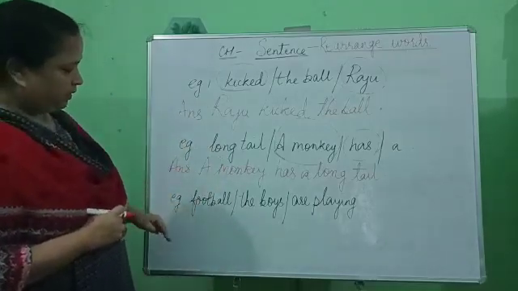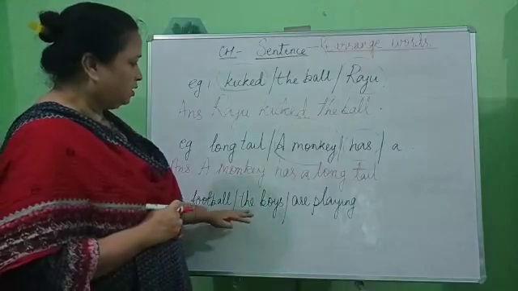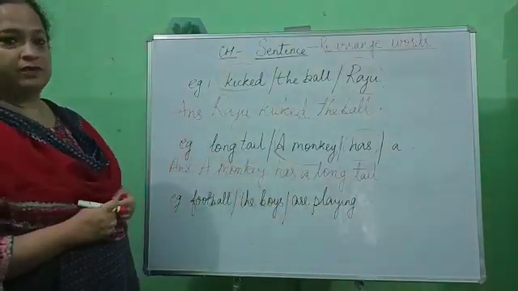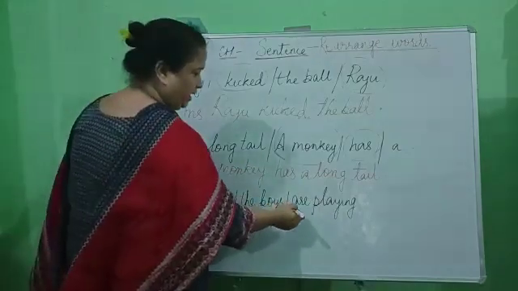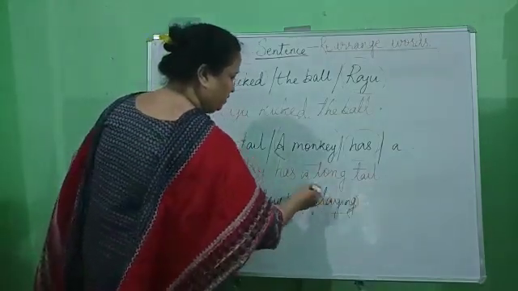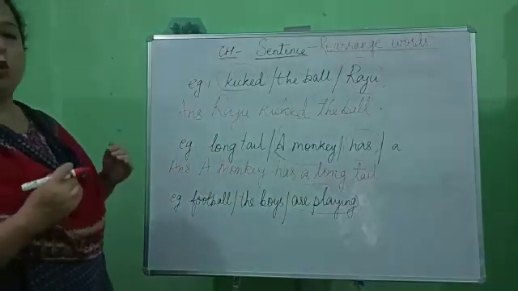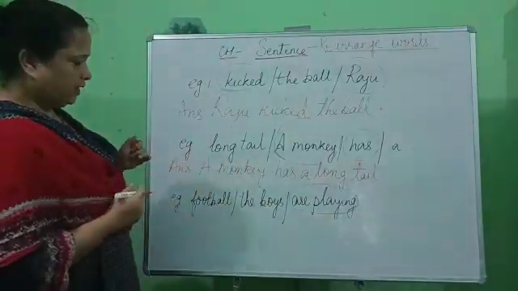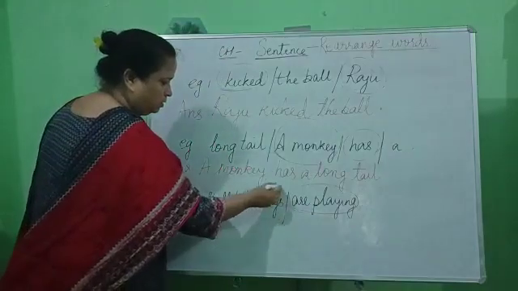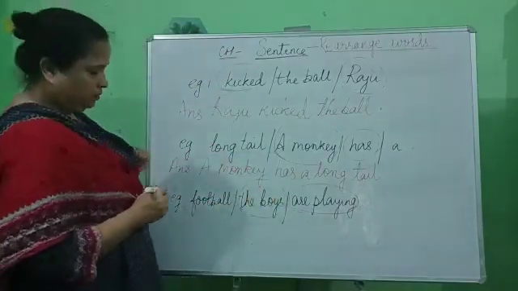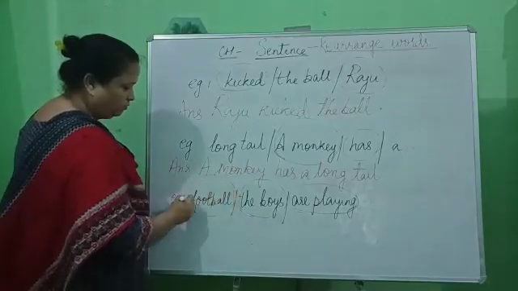Now let's have a look at the third one. Football, the boys, are playing. So when we look for the verb, first of all, we have the helping verb along with the main verb written over here. That is, are playing. Who are playing? We get the subject, the boys. The boys are playing. Now what are the boys playing? The boys are playing football.